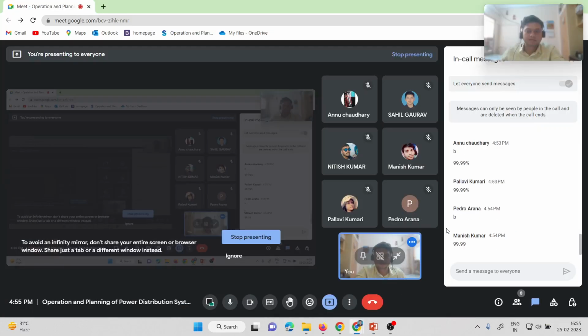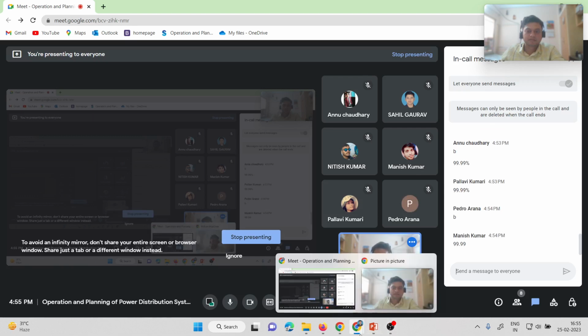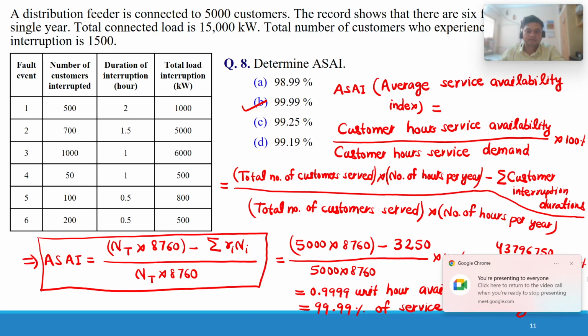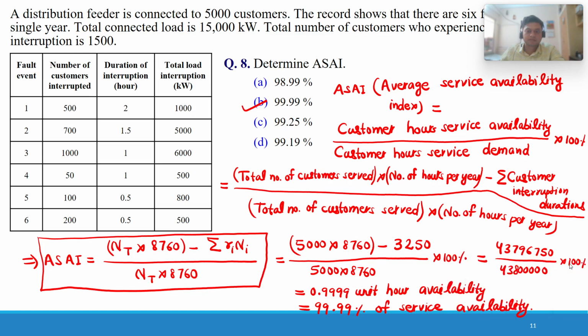Yes, correct. Pedro, Pallavi, Manish, all of you are correct. Anu. If you solve parallelly with me, then you will not face much problem while solving the assignment. So just try to solve it here.